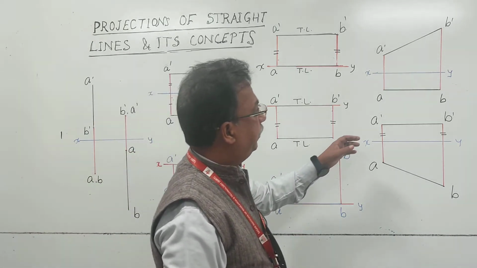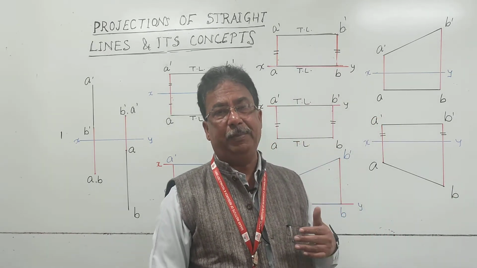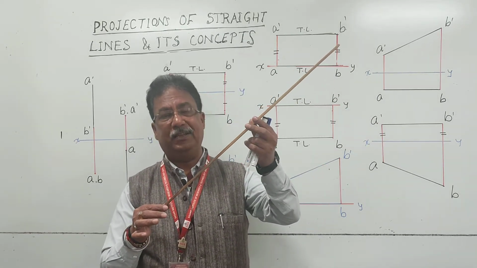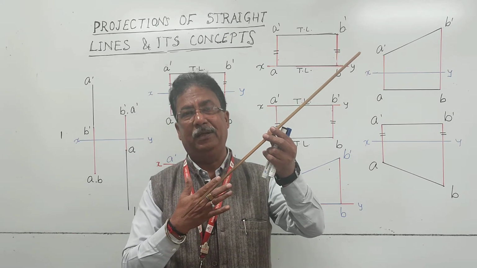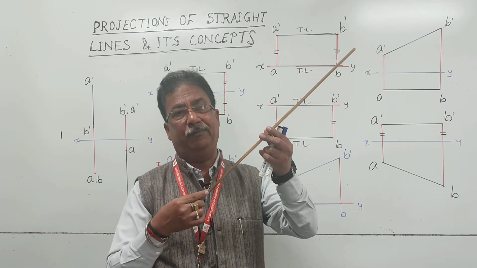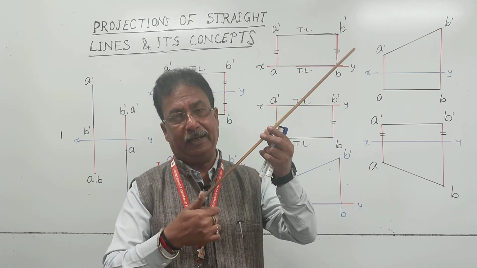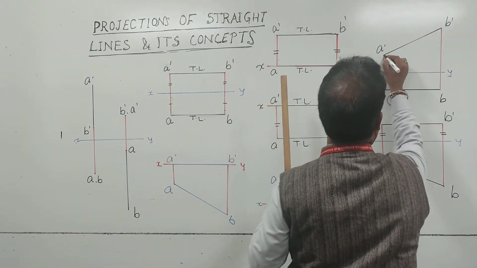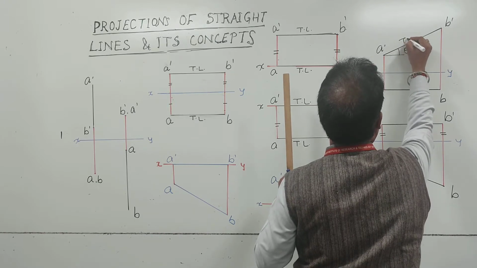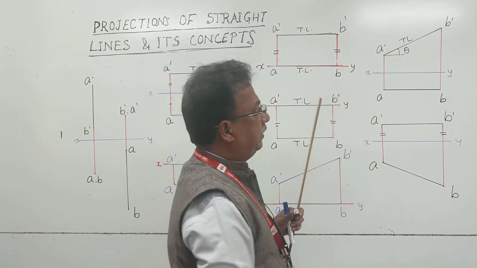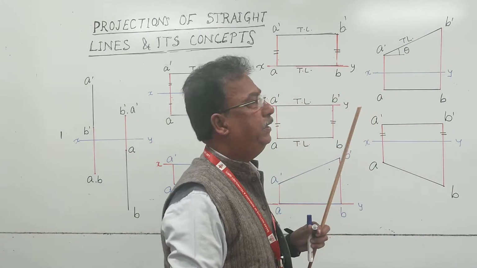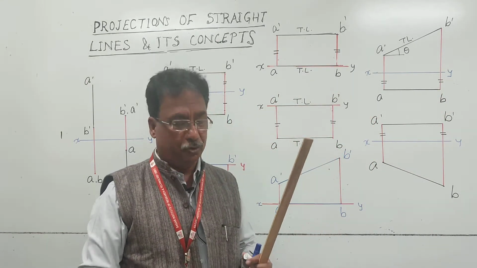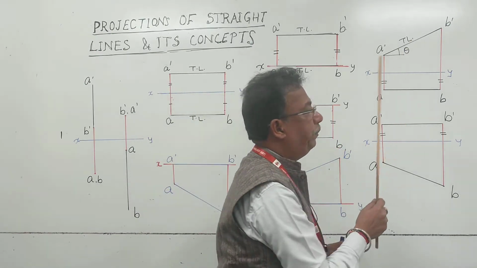Then the third case, if you remember, is when the line is inclined to one plane and parallel to the other plane. If I again use this stick, this is the first case, when the line is inclined to HP and parallel to VP. When it is parallel to VP, the front view shows the true length, and this inclination theta is also seen in the front view. This angle theta is the true inclination of the line with the HP. When this is theta, the length is also the true length, and because the line is parallel to VP, A dash B dash is parallel to the reference line. So this is the case when the line is inclined to HP and parallel to VP.